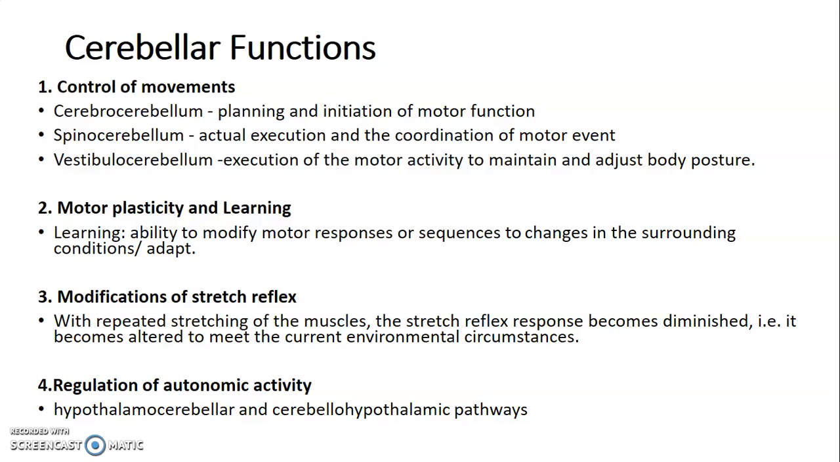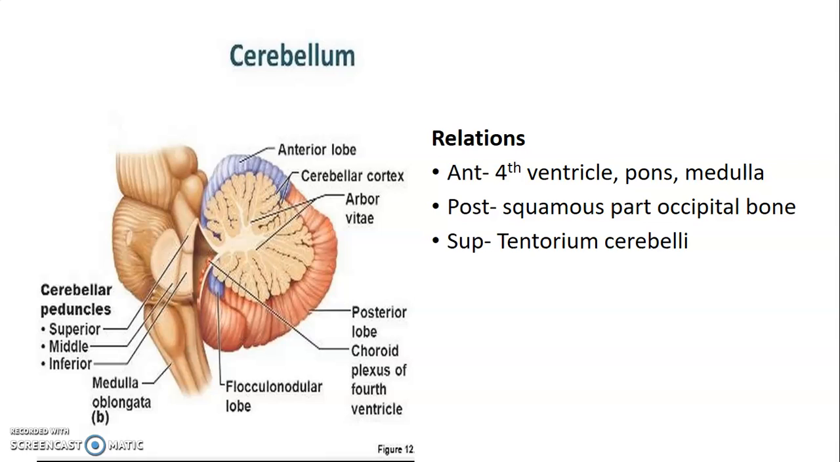The cerebellum helps with modification of stretch reflexes. So with repeated stretching of muscles, the stretch reflex response becomes diminished, and this is altered to meet the current environmental circumstances. The cerebellum helps with the regulation of autonomic activity through the hypothalamocerebellar and cerebellohypothalamic pathways. Remember, the hypothalamus regulates autonomic activity and it has connections with the cerebellum.